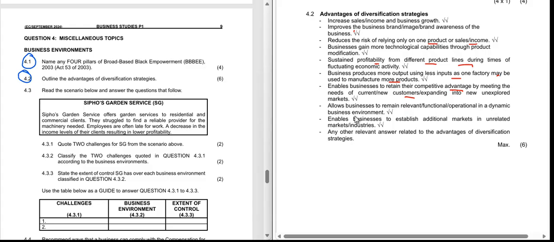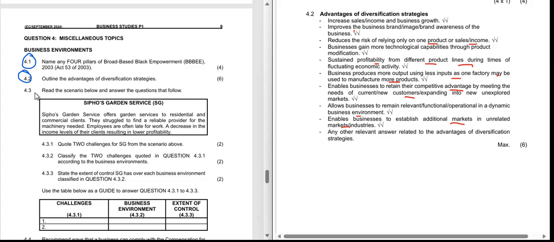So that's another thing. You remain relevant. If you see that people don't like this type of product anymore, you go to a different one, another one that you think people nowadays want. So you remain relevant in this ever-changing world. And then it also enables business to establish additional markets in unrelated market industries. So there is a lot that you could write here. And then let's move on to 4.3.